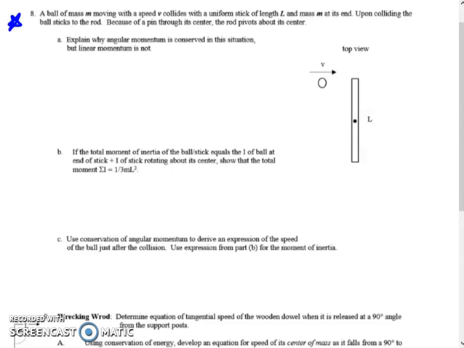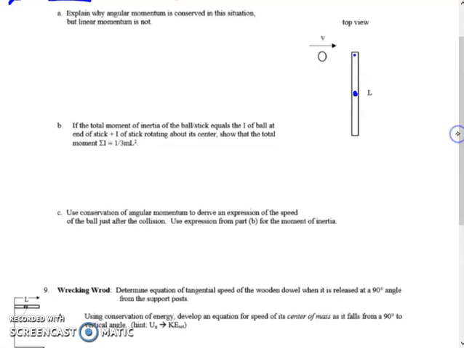Okay, so we have a ball that hits the end of a stick. The stick can pivot about a pivot point here, and the ball does stick to the rod to make it a lot easier. It's the same mass. So I'll let you go back to the notes and look that over. I'm not going to go through all the information on that. But let me just say this.